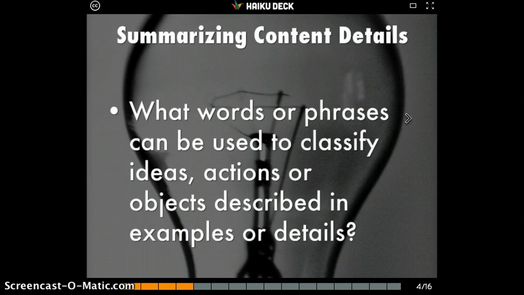So sometimes content doesn't fall neatly into these two categories. Sometimes you need different words or phrases to classify ideas, actions, or objects that the author describes in detail. For example, in product placement, the author gives you a number of disconnected examples. He names many brands that have become cultural icons, and many shows that have promoted a number of brands.